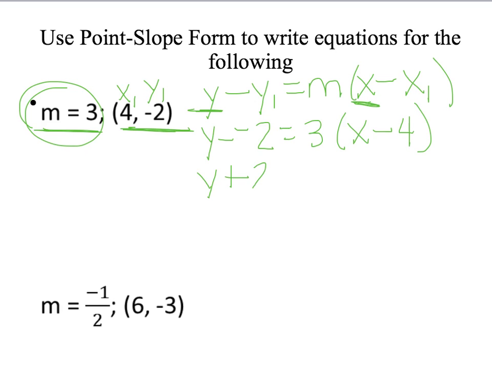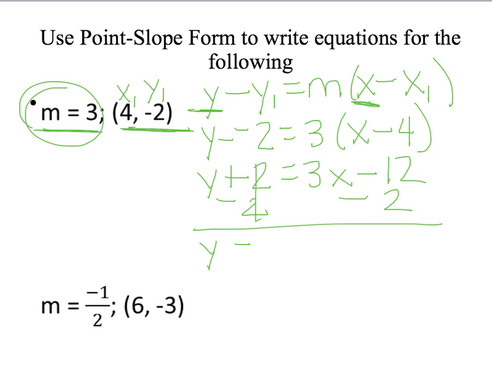Y plus 2 equals 3x minus 12. And then subtract 2 from both sides to solve for y. We always want our answer in slope-intercept form.